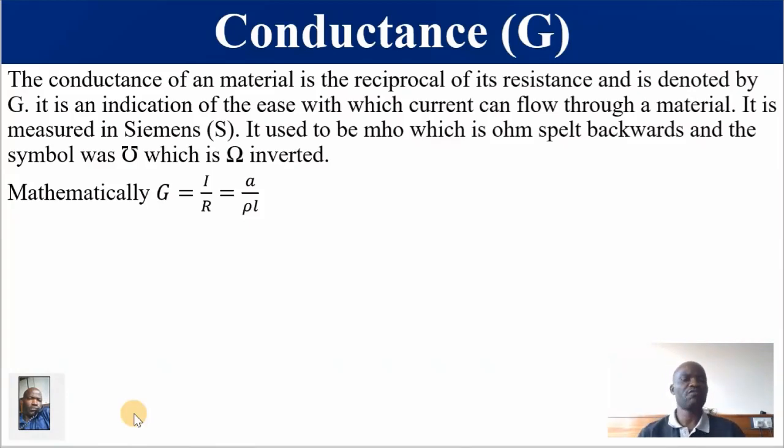How do you find conductance, capital letter G? This is equal to 1 over R, and guys, we have covered that R is equal to rho L over A. So if you find its inverse, it's A over rho L. That's the formula for calculating conductance. Don't say I didn't tell you.